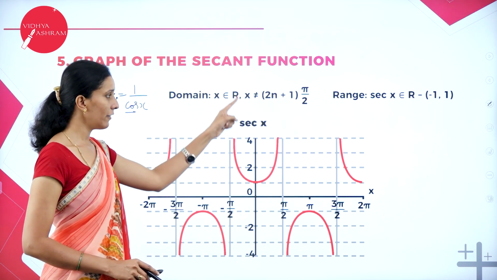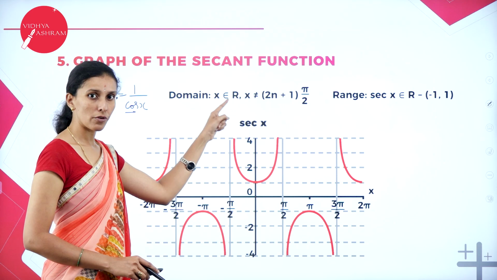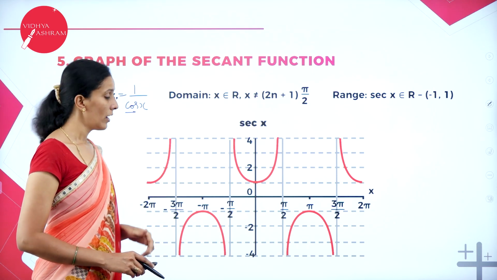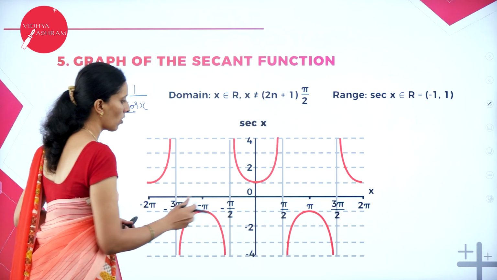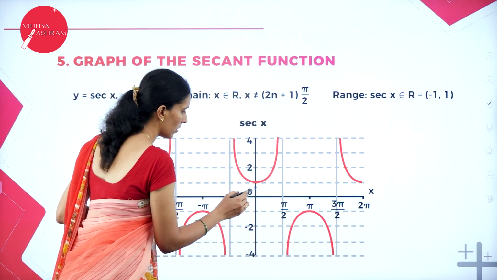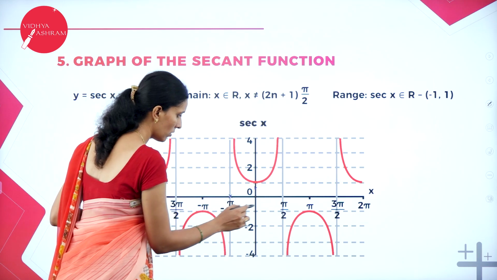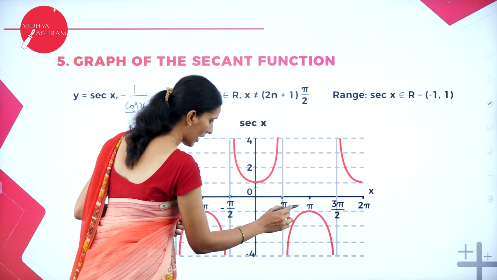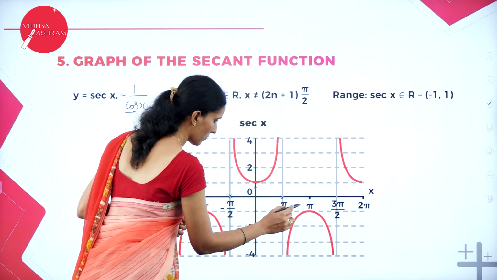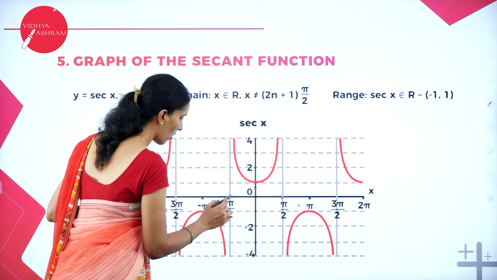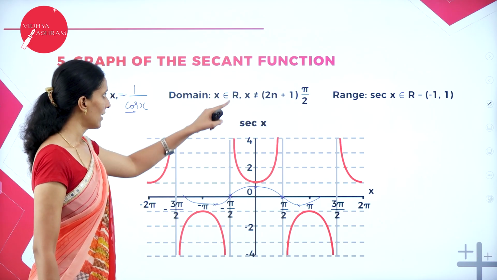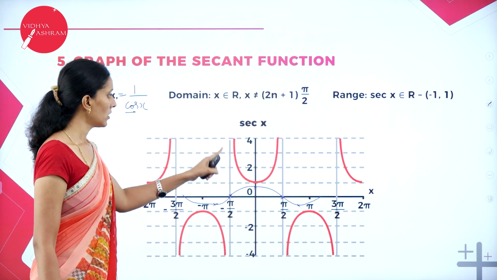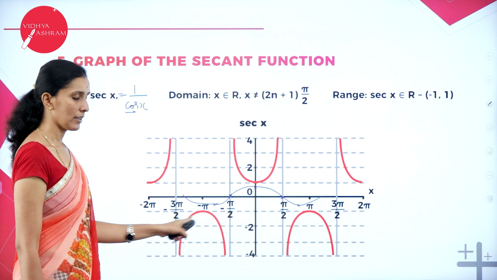So therefore, the secant function can take any real values of angles except this one. But coming to the curve here, since it is reciprocal, cos 0 is 1 and cos pi by 2 is 0. Similarly, it is 0 here and somewhere here it is minus 1. And if you draw the cos graph, it will go like this. Since it is reciprocal, except these values, your secant function has a curve like this.